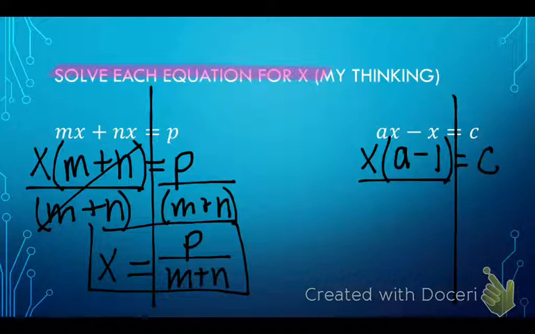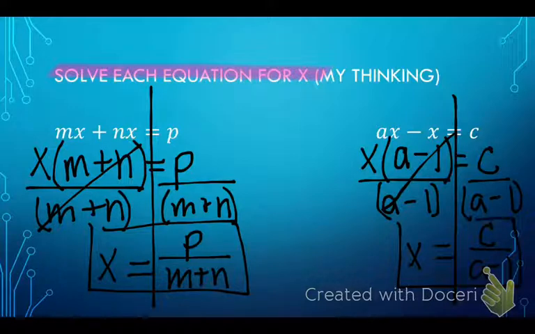And now I'd want to divide by a minus 1. And if it helps you, you can put those in parentheses too. You don't have to, but you can. So those would cancel. And I'm left with x equals c over a minus 1. Beautiful.